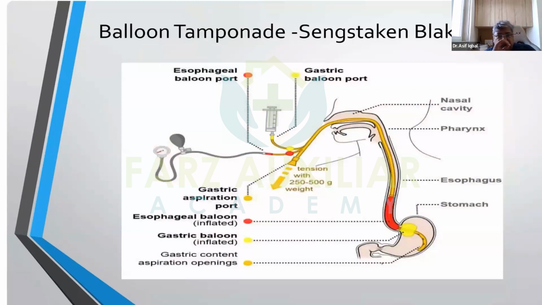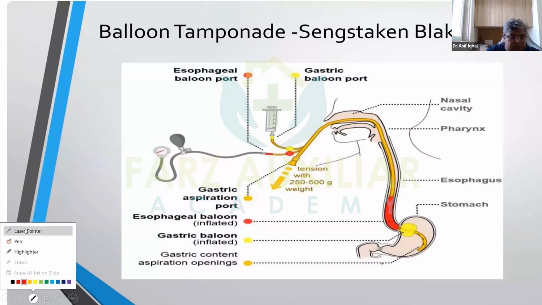So another important area is the balloon tamponade, the management of active variceal bleed when there is a severe bleeding. You are not able to do endotherapy, then balloon tamponade, the Sengstaken-Blakemore tube. Sometimes the question comes on the Blakemore tube, this three port: what is the utility of the three ports? You remember there is one, two, and three ports.